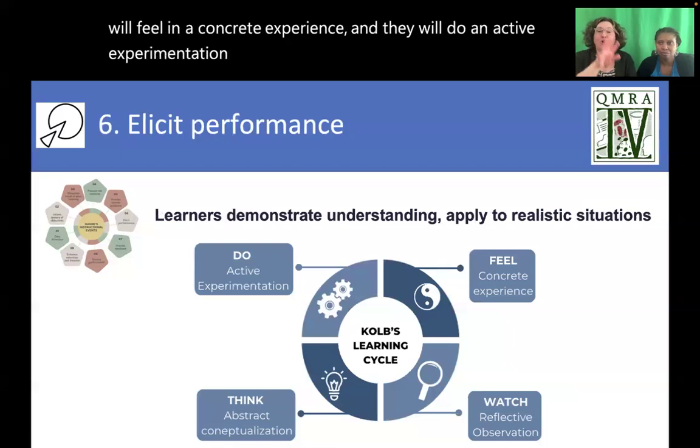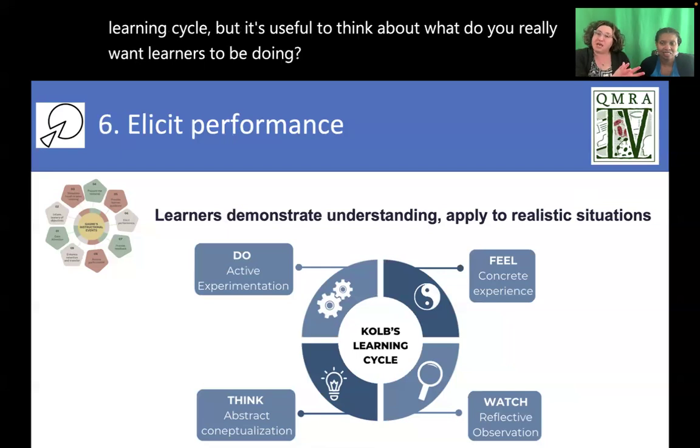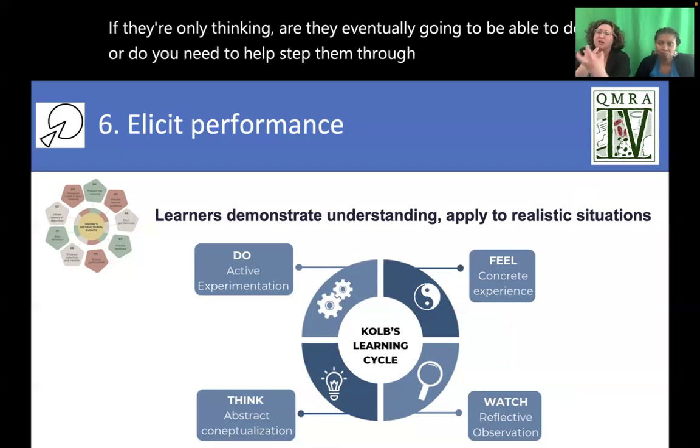You don't have to use all 4 steps of Kolb's learning cycle, but it's useful to think about what you really want learners to be doing. If they're only thinking, are they eventually going to be able to do, or do you need to help step them through the observation, concrete experience, active experimentation stages?